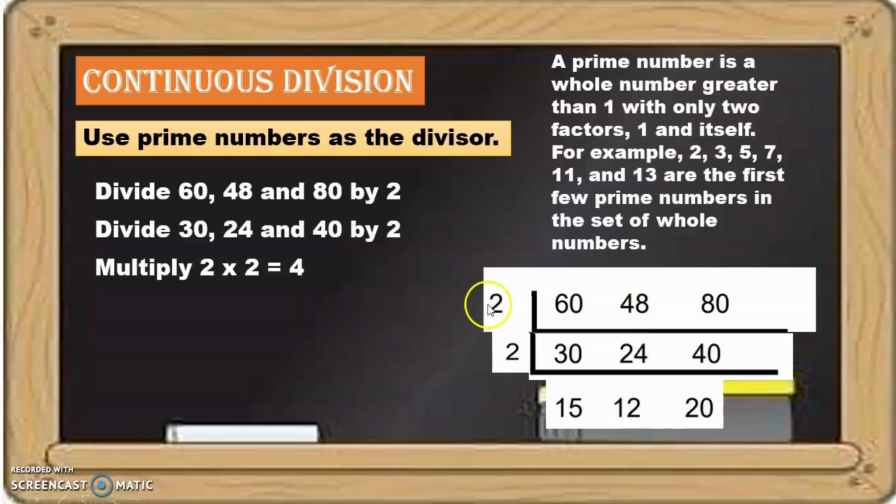Let us now multiply our divisor. 2 times 2 equals 4. So the greatest common factor of 60, 48, and 80 is 4.